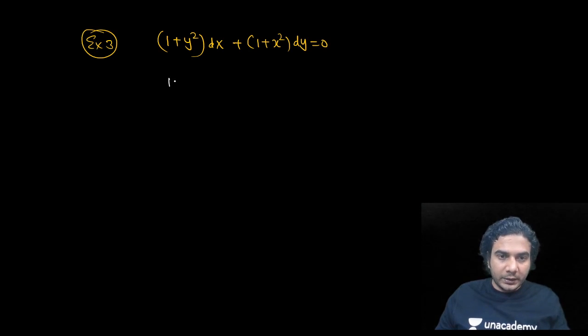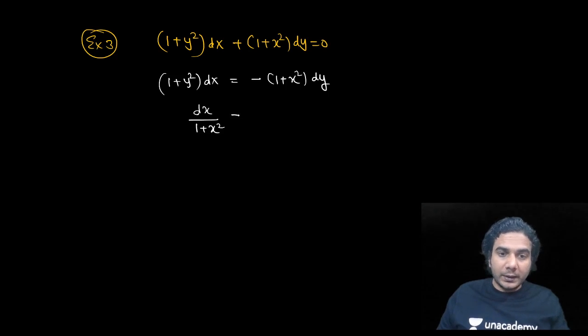Alright, so let me do it. You can write (1 + y²) dx = -(1 + x²) dy. Then you can separate: dx/(1 + x²) = -dy/(1 + y²). After this you can integrate easily, right?